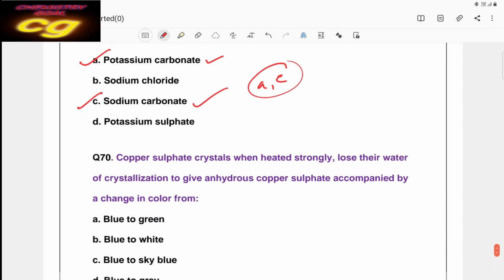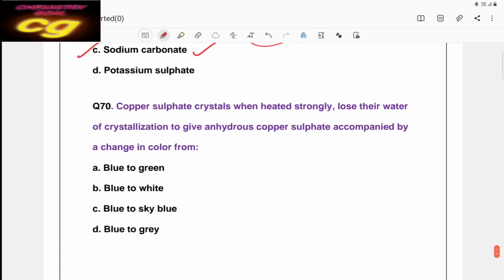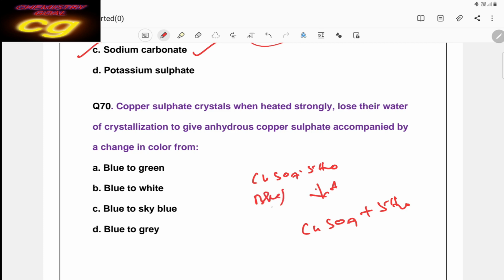Then, copper sulfate crystals when heated strongly lose water. Copper sulfate crystals contain 5 water molecules. When heated, they produce anhydrous copper sulfate plus 5 water. Its color is blue and the anhydrous form is white. So the answer is blue changes to white. So this is your correct answer.